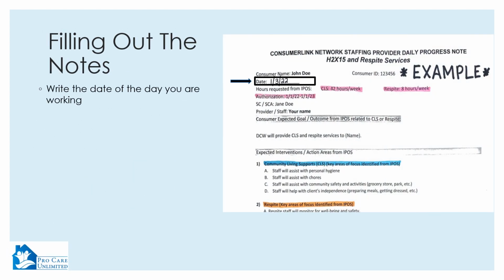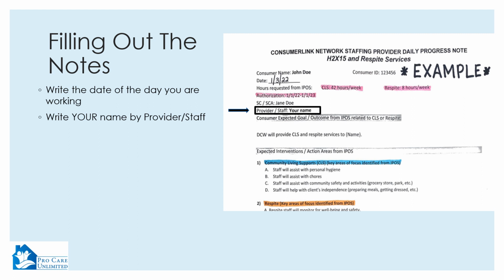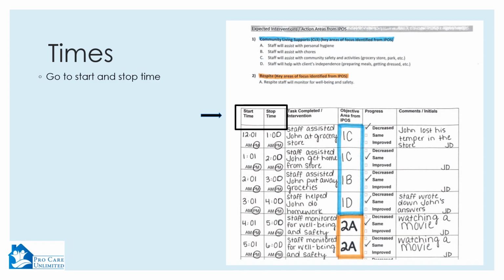The first thing you will start with is writing the date at the top of the front page of the day that you worked. After you write the date, write your name by staff name. Sometimes your name is already typed in. Then you will go down the chart where you start documenting what you and your client did that day.